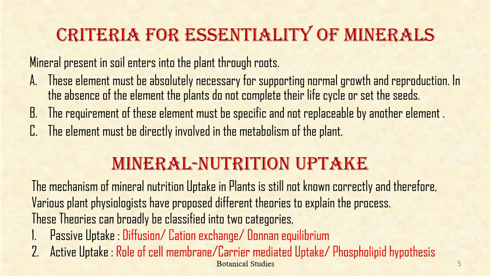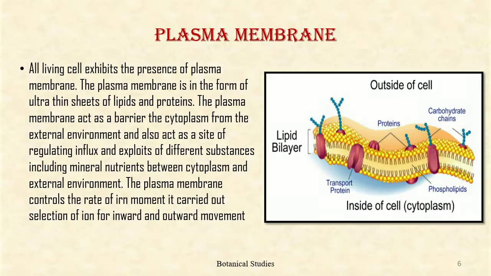Mineral nutrition uptake. The mechanism of mineral nutrition uptake in plants is still not known correctly, and therefore various plant physiologists have proposed different theories to explain the process. These theories can be broadly classified into two categories: passive uptake through diffusion, cation exchange and Donnan equilibrium; and active uptake through the role of cell membrane, carrier mediated uptake and phospholipid hypothesis.